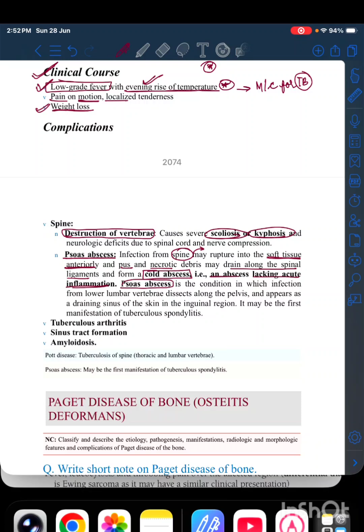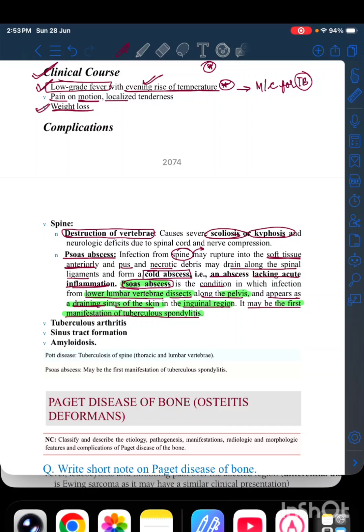Psoas abscess is the condition in which the infection from the lower lumbar vertebra dissects along the pelvis and appears as a draining sinus of the skin in the inguinal region. It may be the first manifestation of tuberculous lymphadenitis. What is a psoas abscess? From the lower lumbar vertebra, the infection will spread along the pelvis and will appear as a draining sinus of skin in the inguinal region.